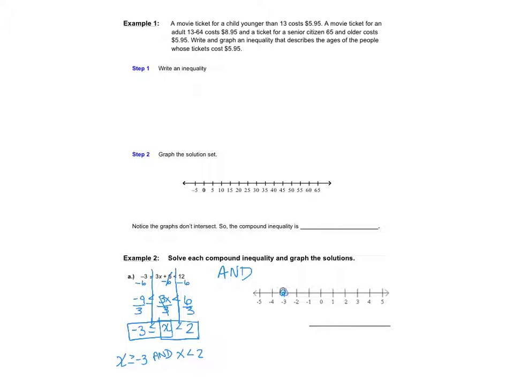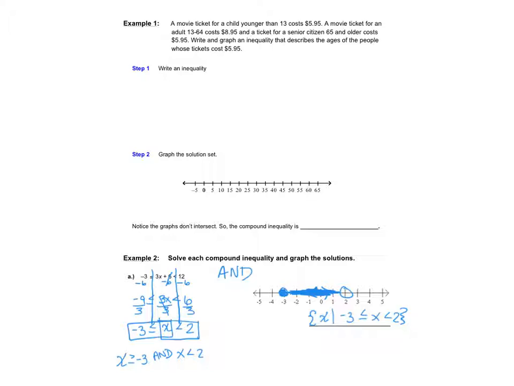So x is greater than or equal to negative 3, that's a closed circle going to the right, and x is less than 2, open circle going to the left. Now you can see that this is an intersection. These lines crashed into each other, they intersected. And that is the whole point of the "and" compound inequalities. So in set builder notation, I can say for all values of x such that negative 3 is less than or equal to x, which is less than 2.